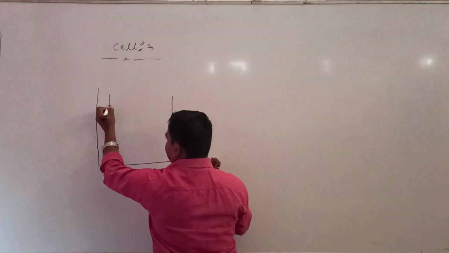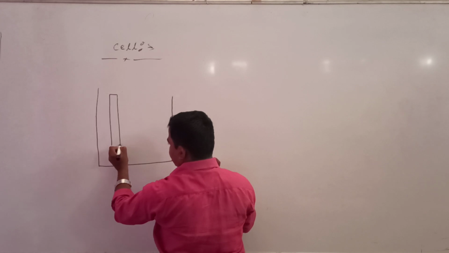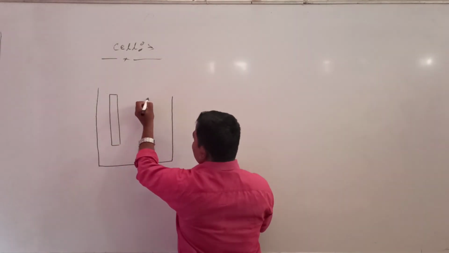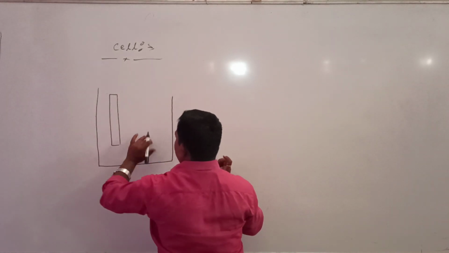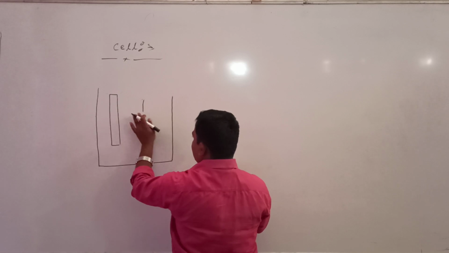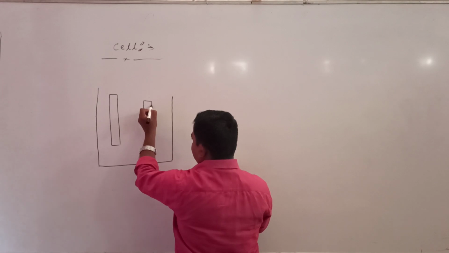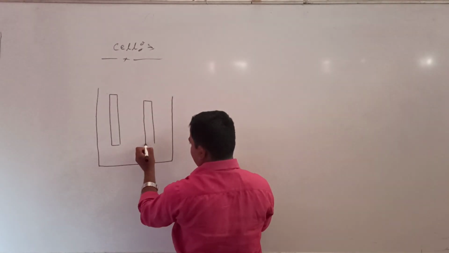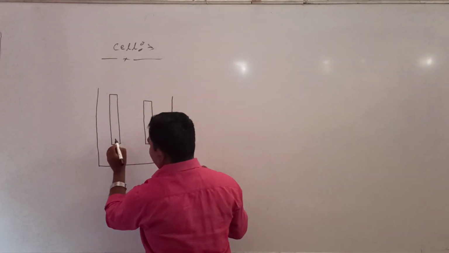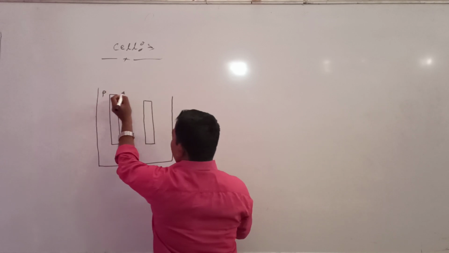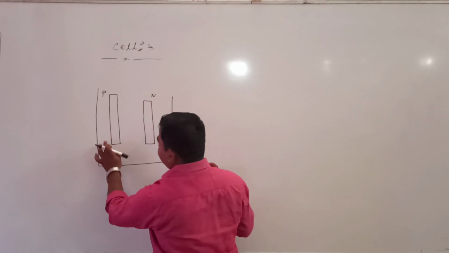Two electrodes. This is one electrode. This is the second electrode. This electrode we are calling the positive electrode, represented by P. This we are calling the negative electrode, represented by N. Writing here.